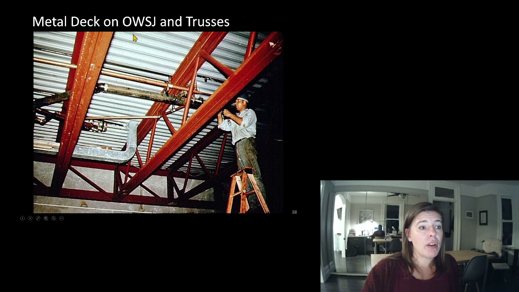Metal deck on open web steel joists and trusses. So look at this. These ones are heavy duty. These look like they are not normal open web steel joists. This seems to me like there's something hefty going on. That means that this is probably an application outside the range of normal. But the deck is normal, so whatever these hefty things are, they look like they're still around 2 meters on center. And then it spans to another truss over here.